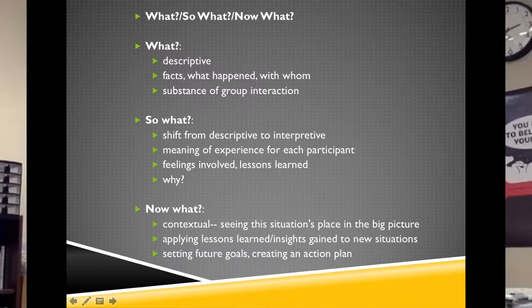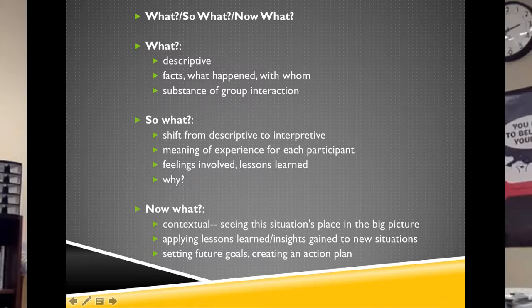An example of this would be: what, so what, now what? When you have students either write down or share with others, or in a group discussion, you're asking them what first. You're making sure the students are just giving what actually happened. No opinion, no thoughts, just what actually happened. The so what would then be going from descriptive to interpretive. What did they think about what happened? What were the feelings involved? What was the meaning of the experience for each participant?